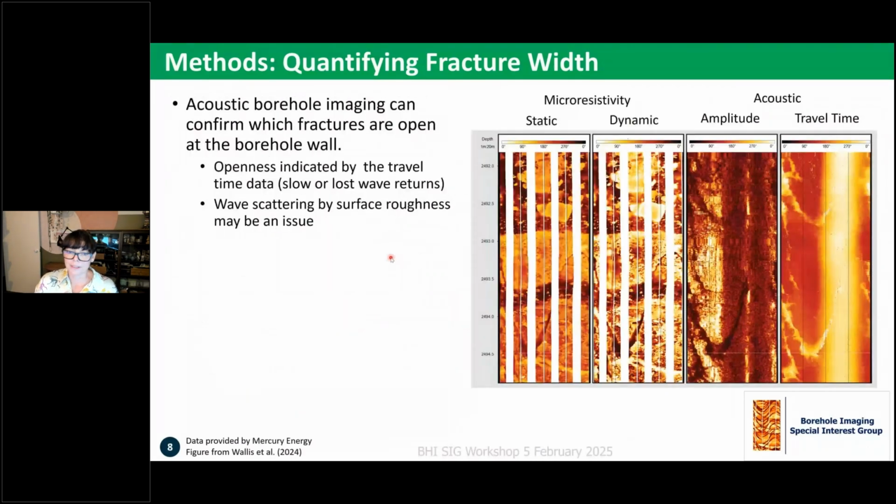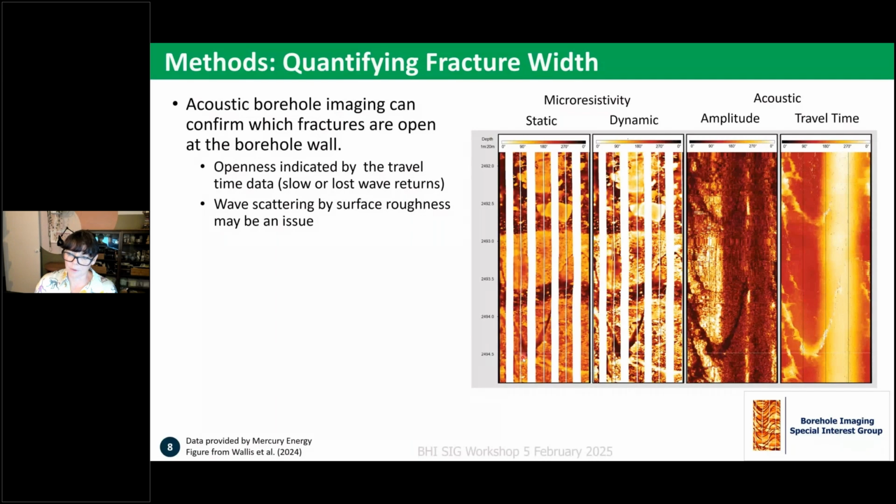Looking at microresistivity data and acoustic data together, or acoustic data alone in some cases, can be extremely valuable. Microresistivity data has a pad in contact with the wall measuring resistivity, whereas acoustic sends a wave out and that wave return comes back. Or, if the wave return is lost into a fracture, it may not come back to the receiver at all.